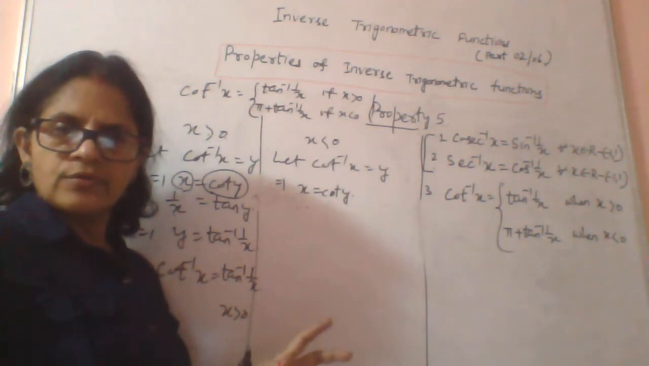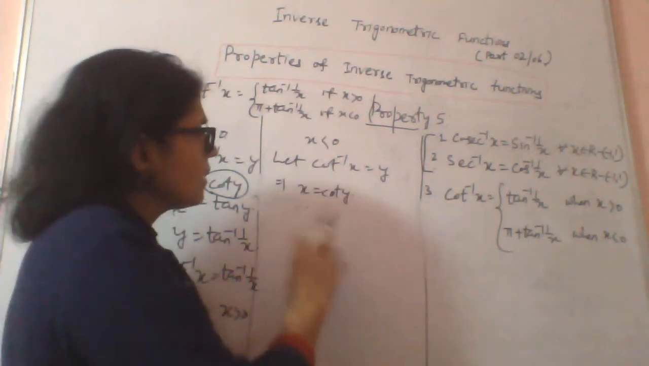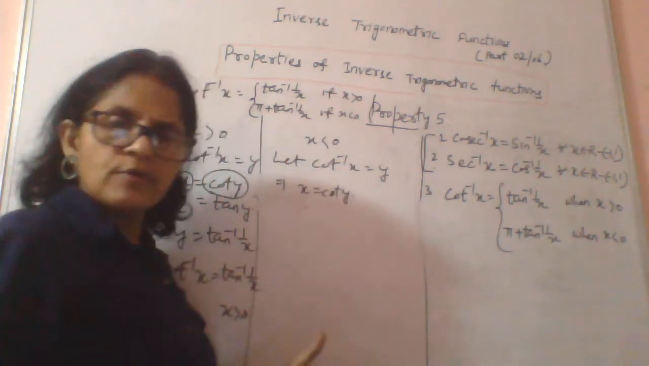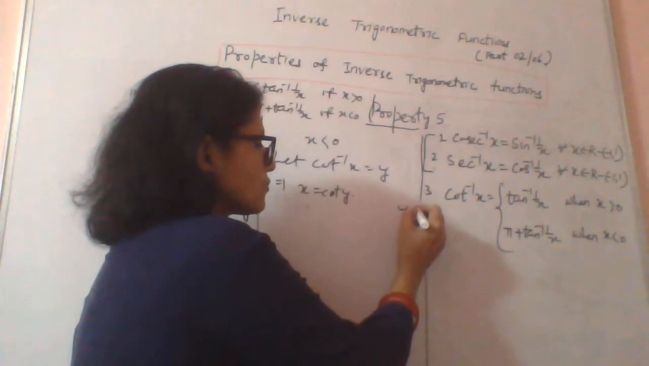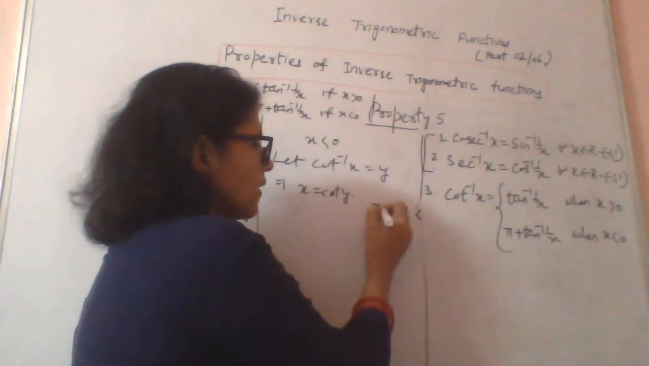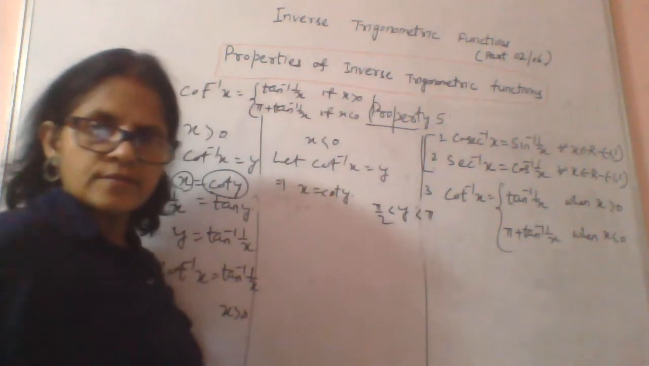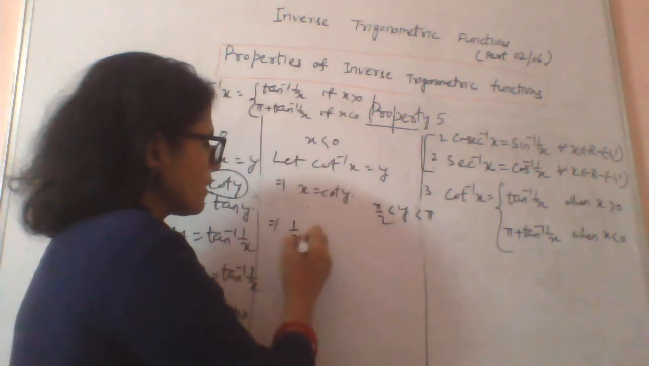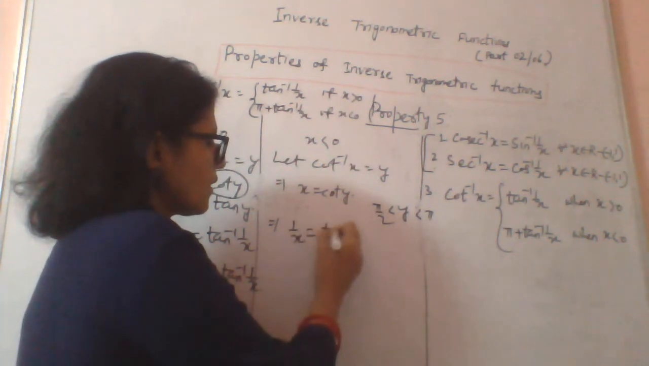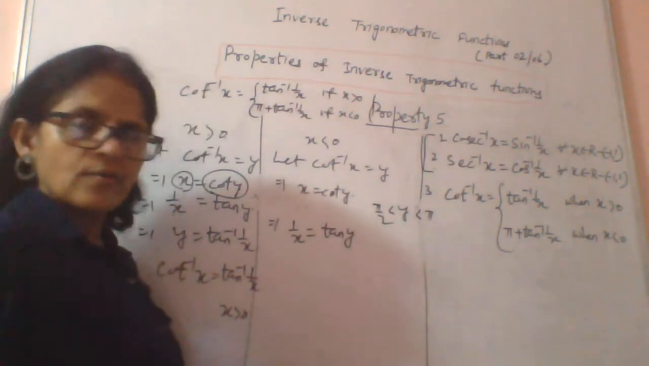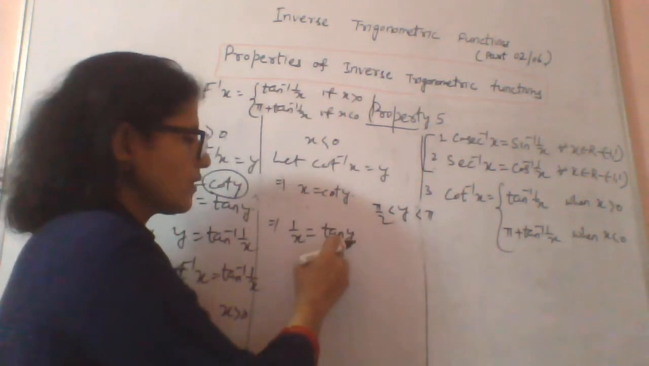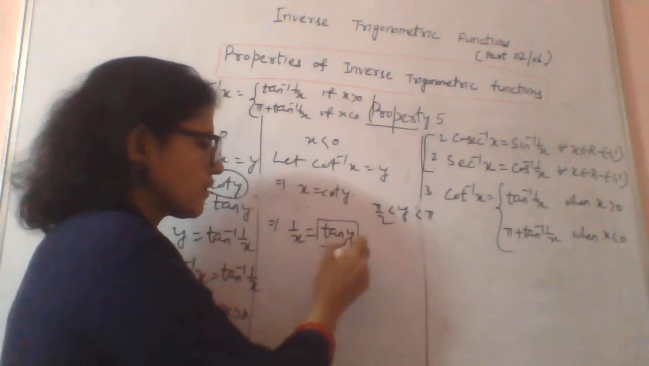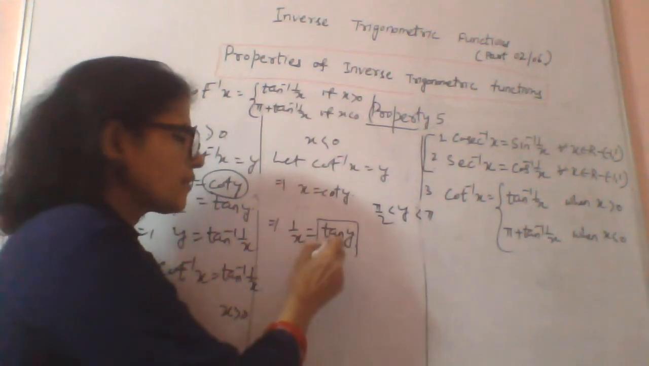So we are not going to fourth quadrant. When x is negative, it will be in second quadrant, so y should be between pi by 2 and pi. Now this implies 1 by x equals tan y. Here you see, whenever x is negative, tan y should also be negative. But it appears positive.